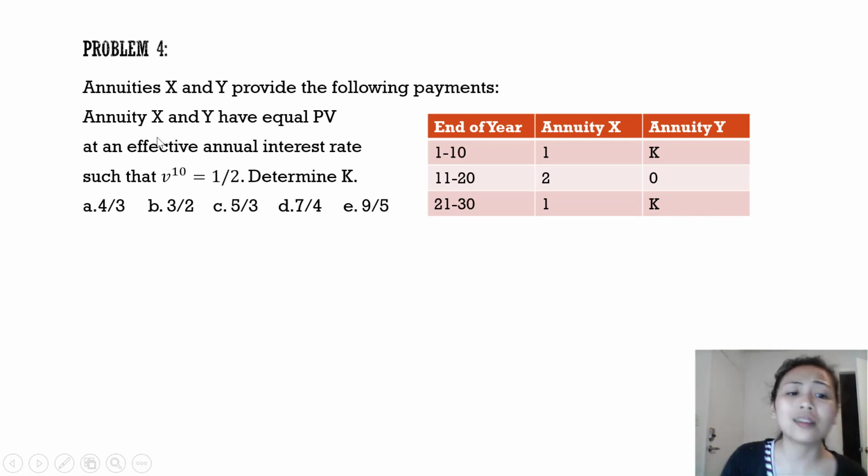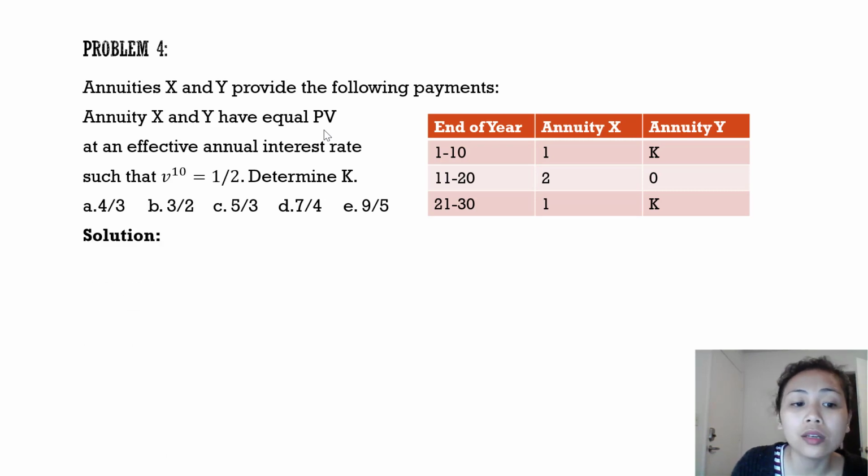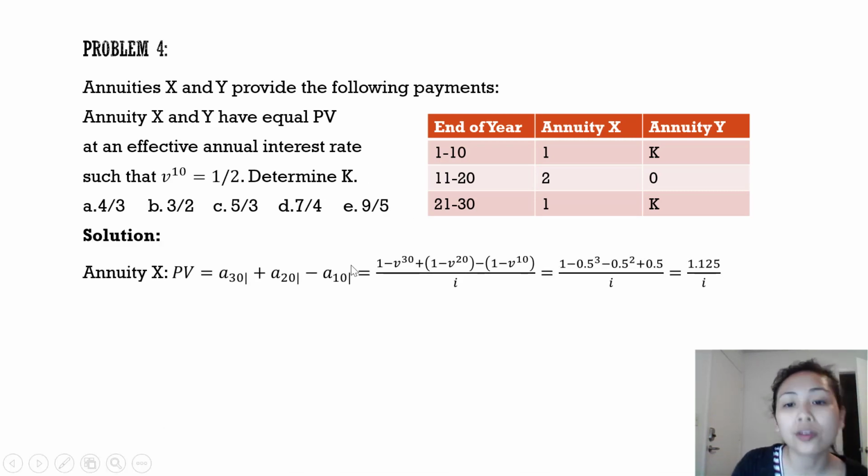Since the question said these two annuities have equal present value, the first step, of course, is to evaluate the present value of these two annuities. For annuity X, remember using the shortcut, the short way in block payments. This is an example of block payments. So to find present value, we start at the end and move backward.